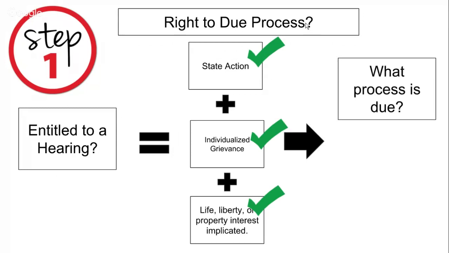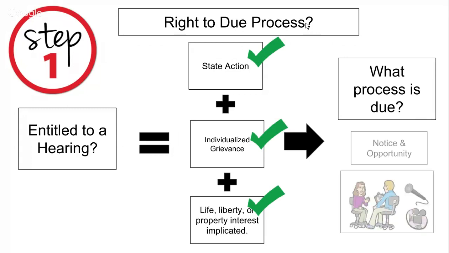So a lot of students would assume that we're now using the Matthews balancing test to determine what process is due. But fundamentally, after you check all three of these boxes, and this is a question to you, Maria, what is the person entitled to if they have state action, individualized grievance, and a life, liberty, or property interest implicated? If they check all three of those boxes, what do they have? Notice and comment. They would have notice and opportunity to be heard, which is the lowest level of due process. That's the floor, right?